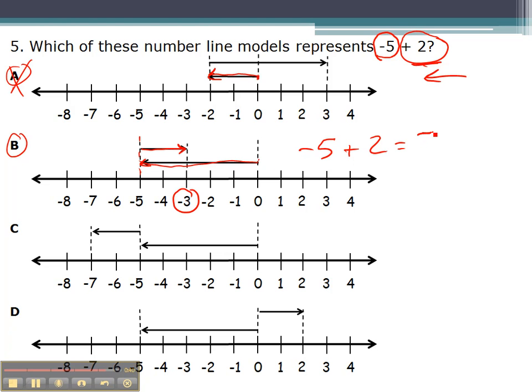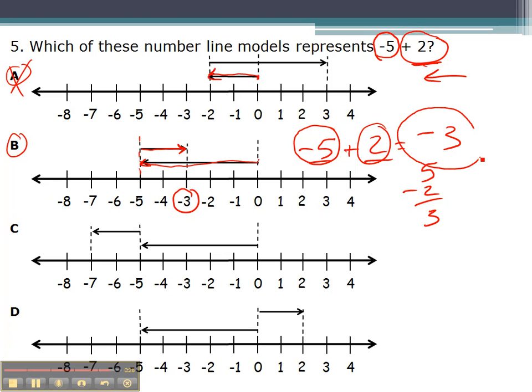Would that equal negative 3? Adding integers where the signs are different: when the signs are different, you find the difference. 5 minus 2 is 3. And which integer is further from 0, the negative or the positive? Negative 5 is further from 0. That's why the answer is negative, so negative 3. So that's the right model.